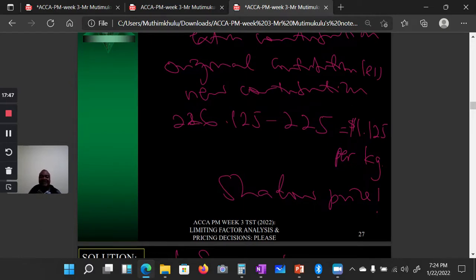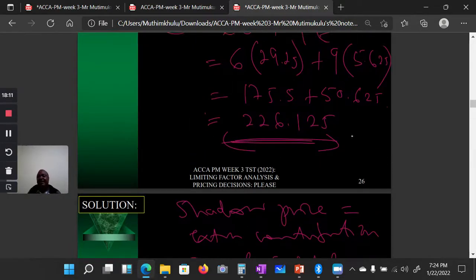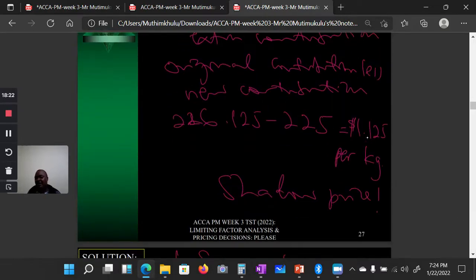I'm sure you have been helped with this short video about shadow prices, and we say that the shadow price is the extra amount we are prepared to pay for that extra contribution, after a scarce resource has been added to the production mix. As you can see, if we had added 1 extra kilogram of materials, the shadow price obtained would be just $1.125 per kg. That's the extra contribution obtained. So this is it with shadow prices and linear programming.